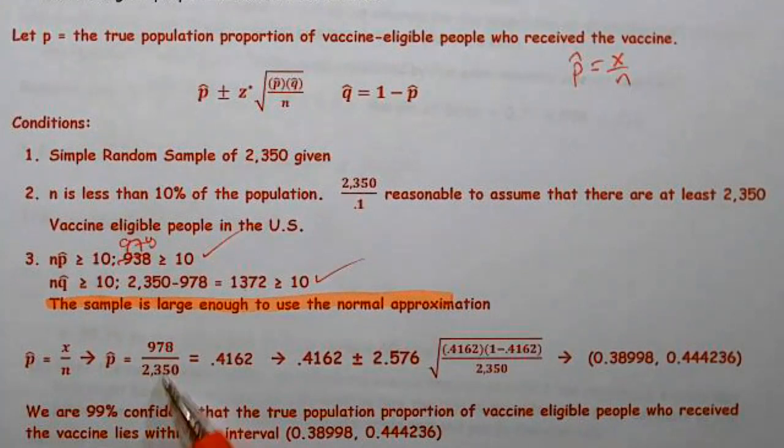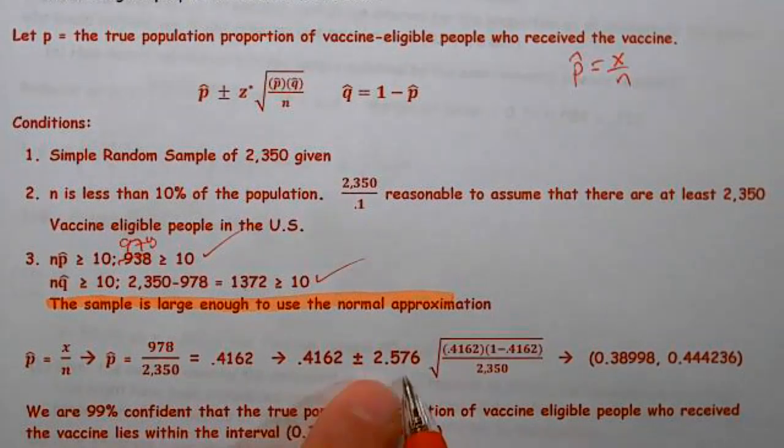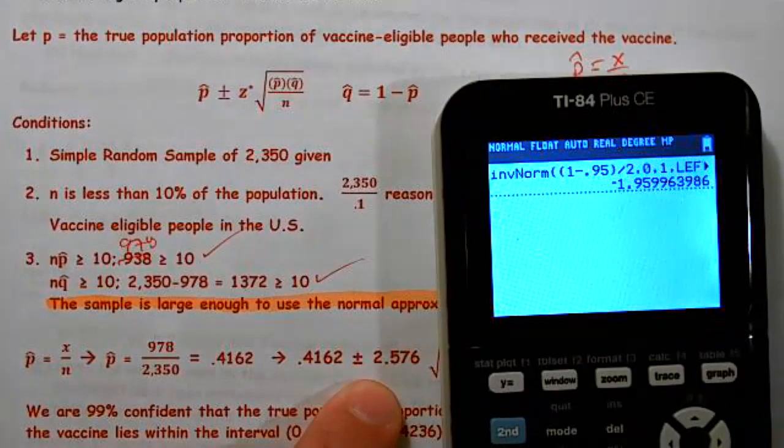So we have 978 divided by 2,350 is 0.4162. So p hat's 0.4162. So I wrote it in for here. I need to do a 99%. So let's do that real quickly.